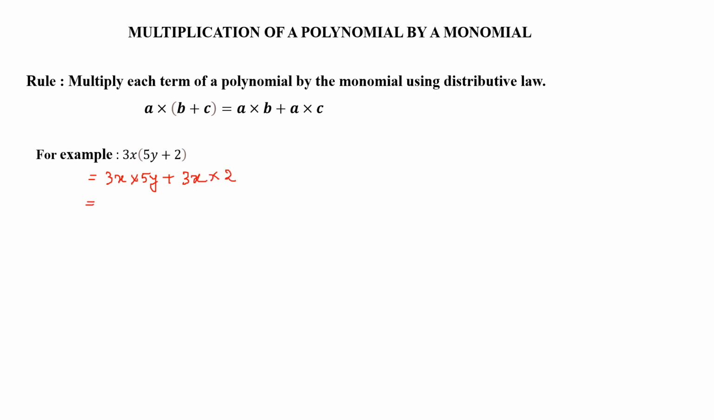Okay. Now first multiply the numerical coefficients. So 3 into 5 will give me 15 and x into y is xy, plus 3 into 2 is 6 into x. So this is the product. It's quite simple. Now let's do some questions of Try These given on page 98.